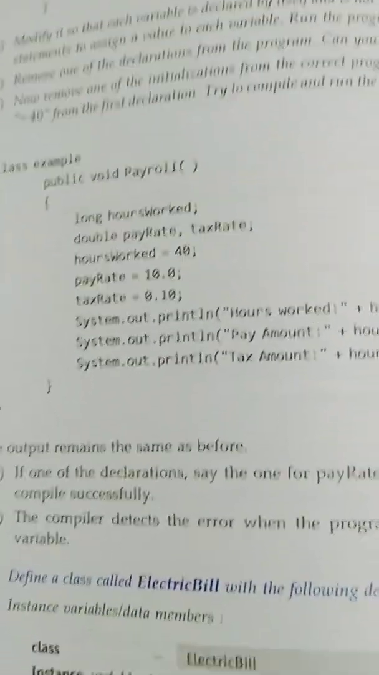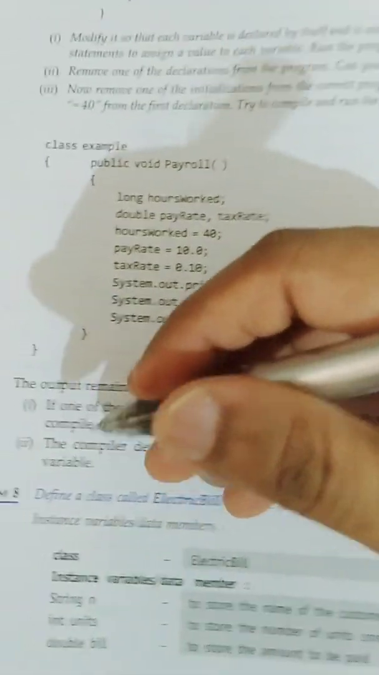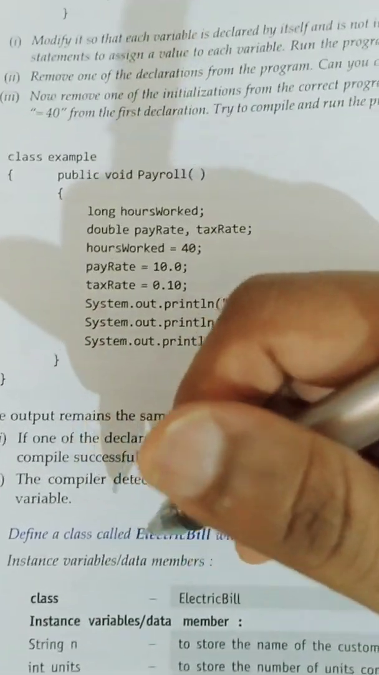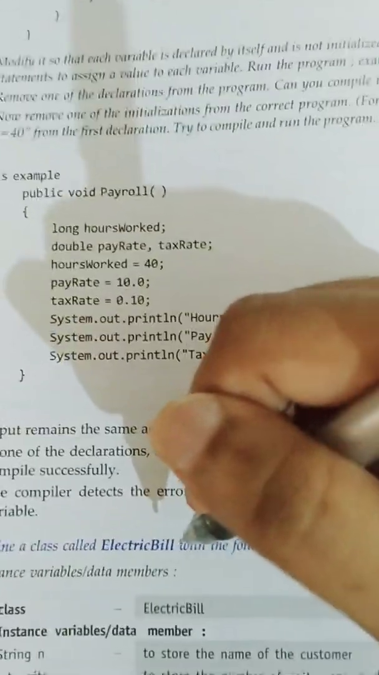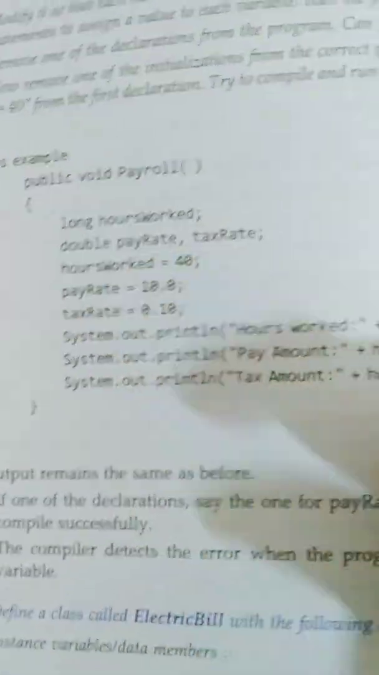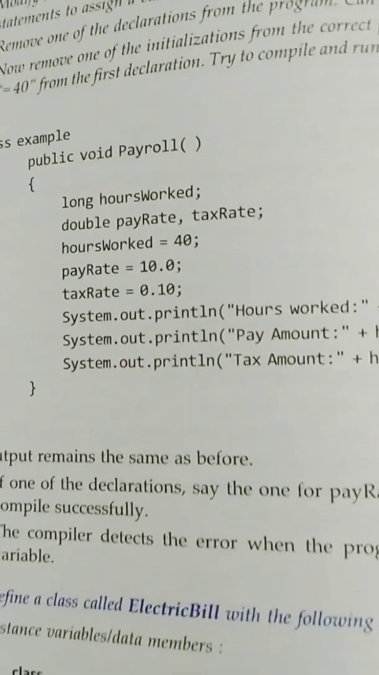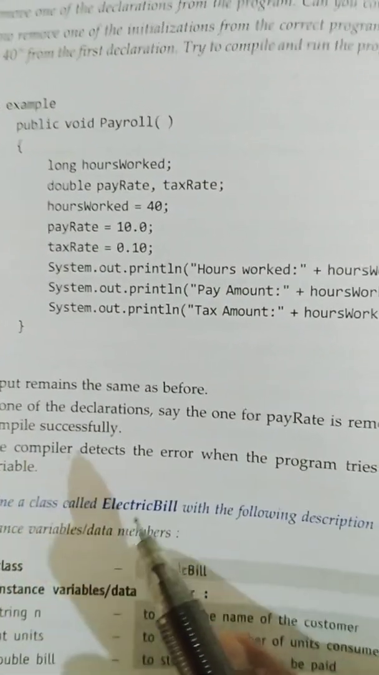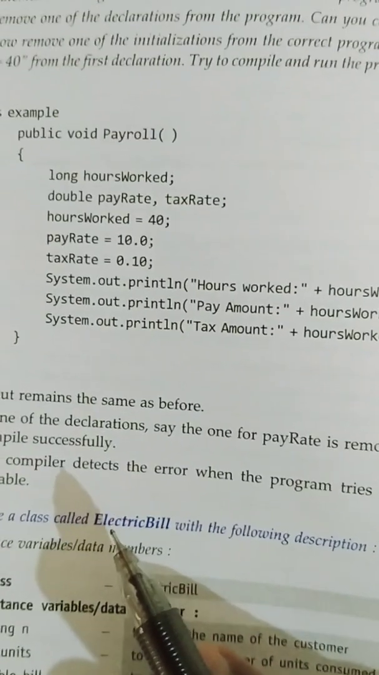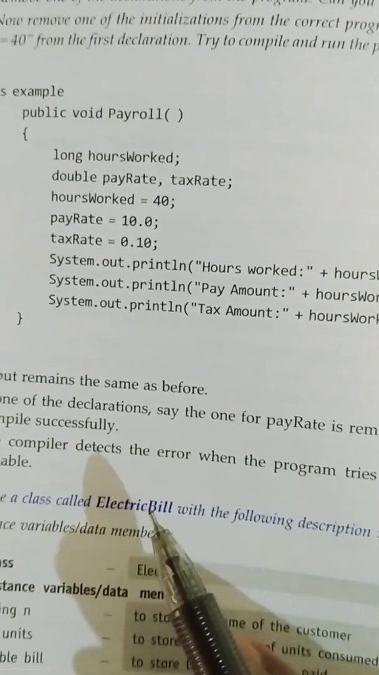Today we are going to solve the question. Define a class electric bill with the following description. Listen, when a question comes of this type, you have to follow the instructions properly. Otherwise, marks will be deducted for each thing. So, they are asked to define a class called electric bill. Your class name is electric bill, with E and B capital.